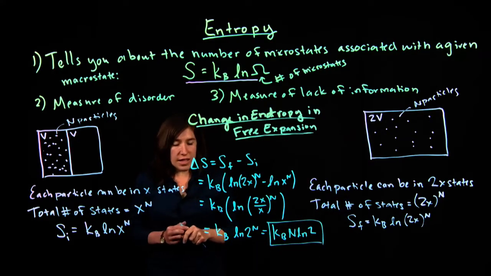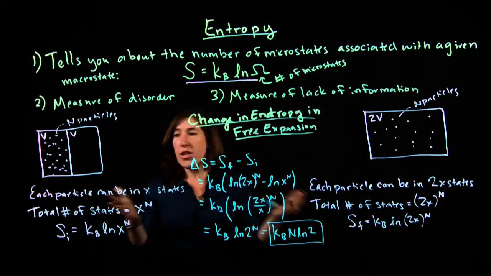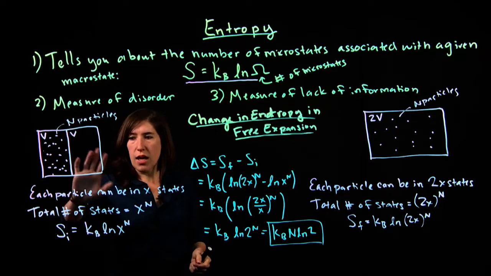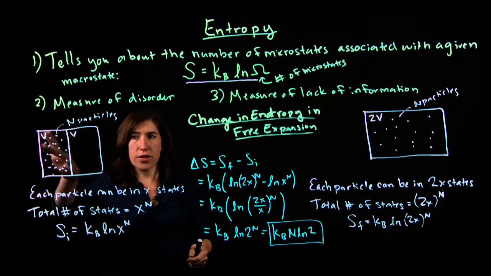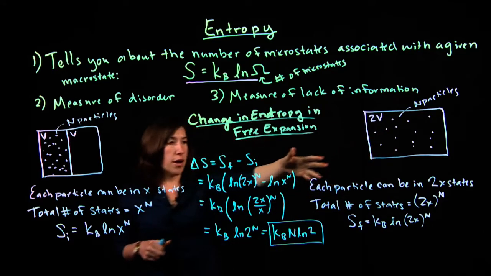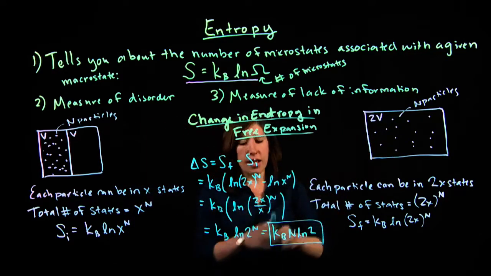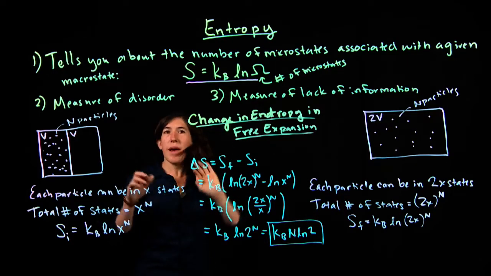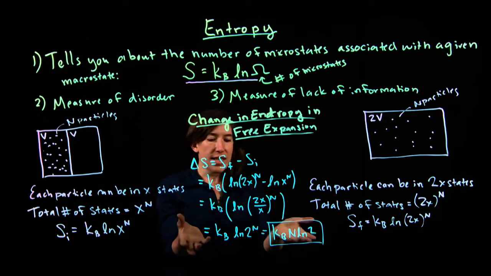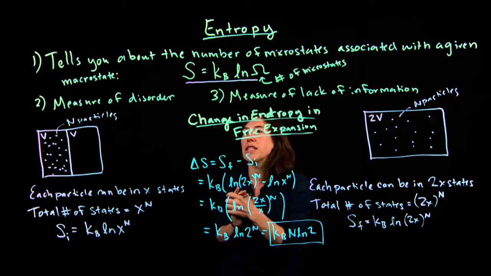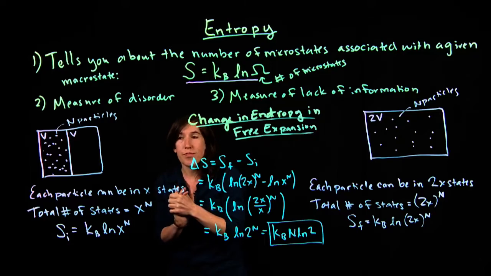So what we found is that there was some increase in entropy in going from our initial state, where all of the particles were on one side, to our final state, where now the particles can be anywhere in twice the volume. So let's think about how this fact can be interpreted in our 3 different definitions of entropy.